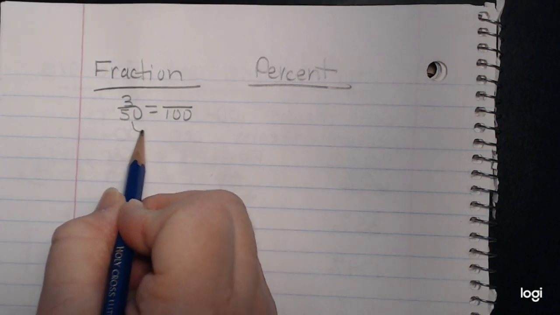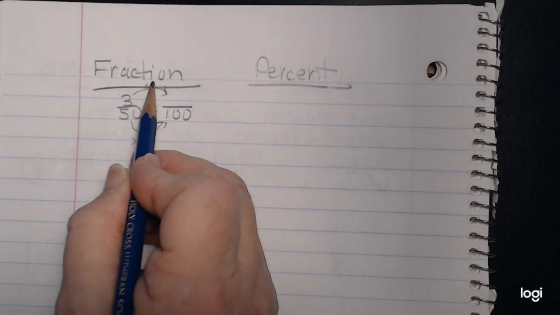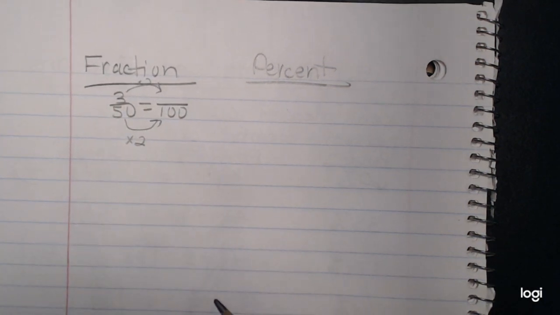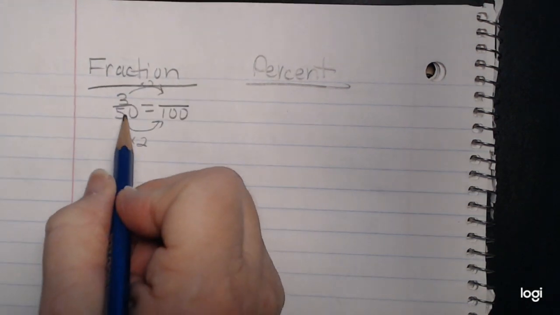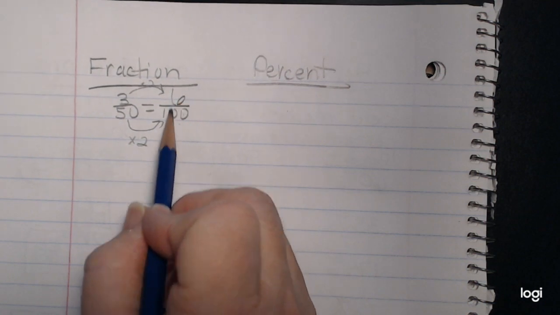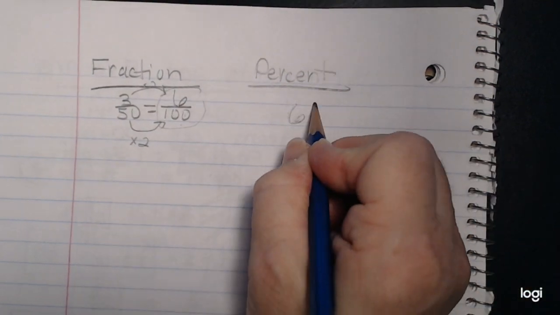Now we know how to solve these kind of proportions. We can either do 50 times 2 down here and times 2 up here. Some of you like to do the cross multiply and divide. Whichever way works best for you, you will find out 3 times 2 is 6. When I ask for percent, I do not want it written as a fraction like this. You have to write it as 6%.